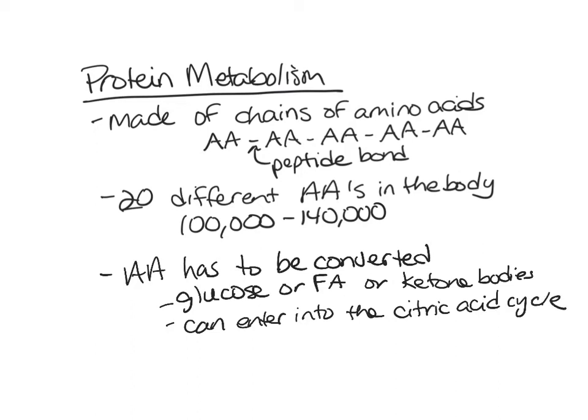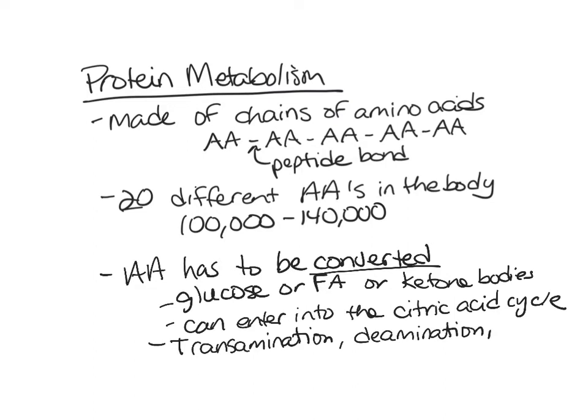There are 3 different processes to do this conversion, and we're going to talk about each one of these. There's a process called transamination, a process called deamination, and then there's a process called the urea cycle. We'll start by talking about transamination.